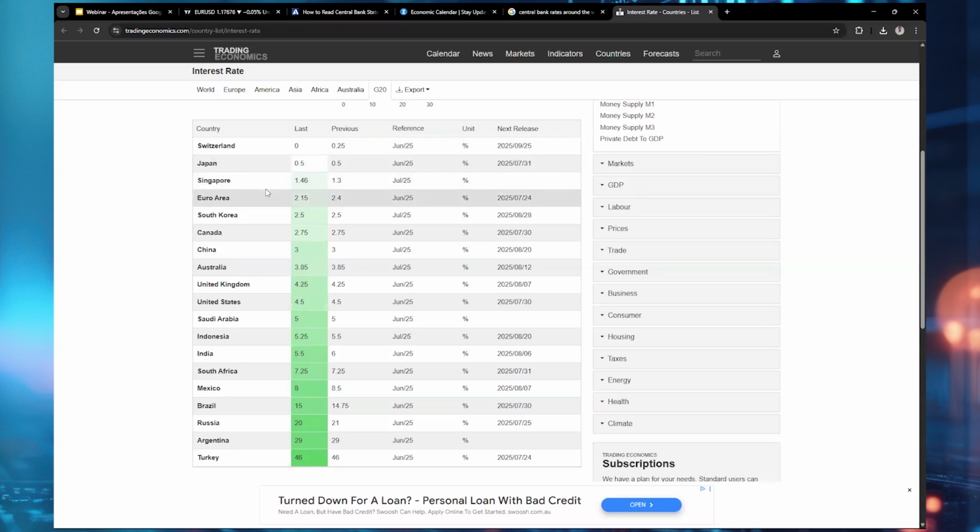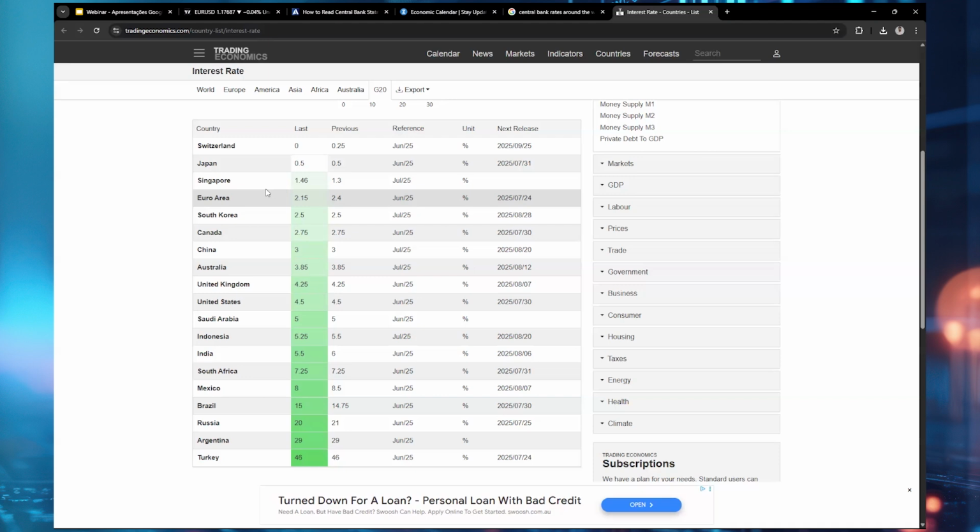But it's simple, like euro area. It's literally in the top five best countries in terms of rate around the world at the moment. Okay, like Brazil, we got 15%. Mexico, we got 8. South Africa 7. India 5. Australia 3.85, China 3, United States 4.5. So I guess there's no real rush for them.